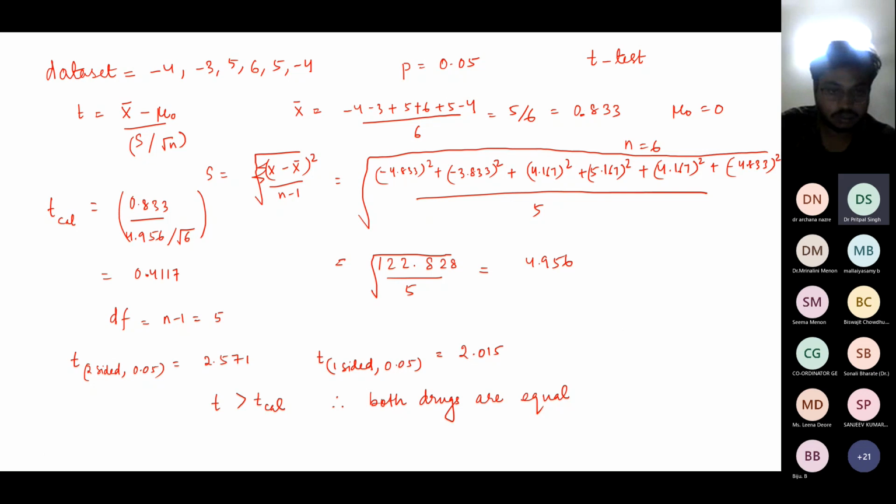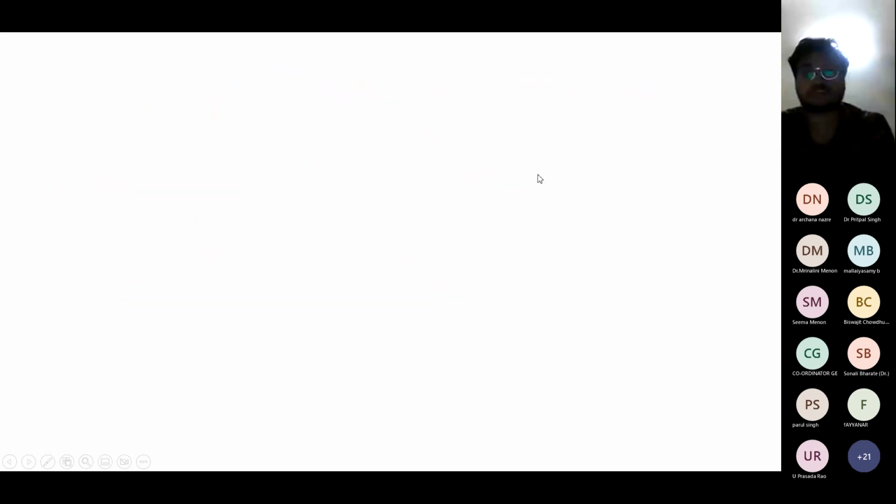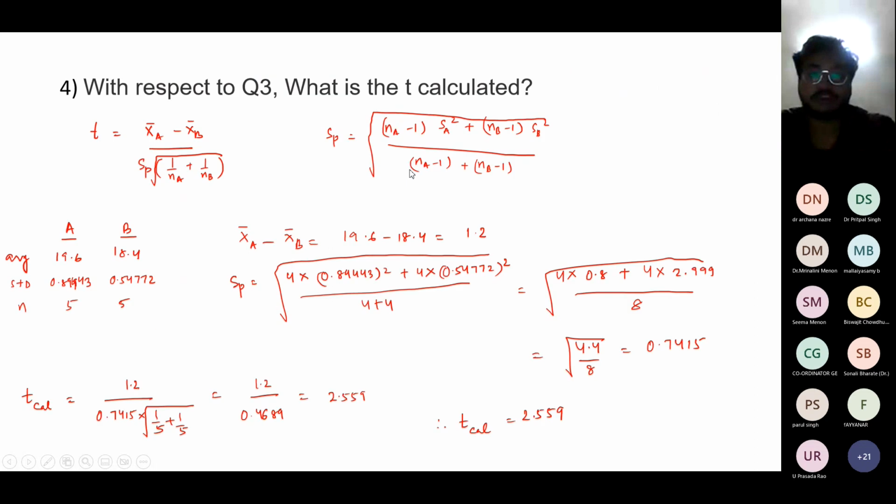Sir, mu 0 is 0. How is it? Yeah, so in this case, we are given the differences in the reduction of glucose level. So imagine we were given the reduction in glucose level in this case. We would have been given 2 data sets, one for each of the drugs, which is the case here. So we would have got something like this. In that case, we would do a proper t-test like this.